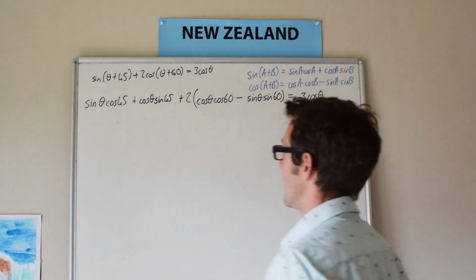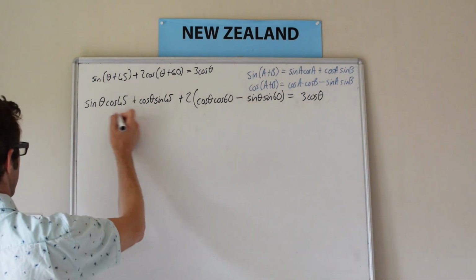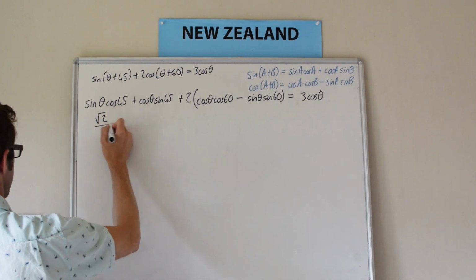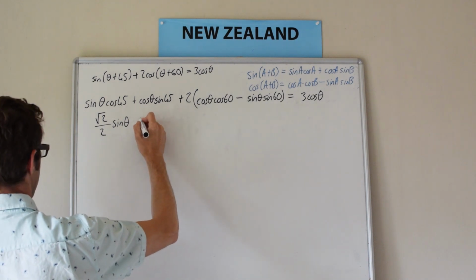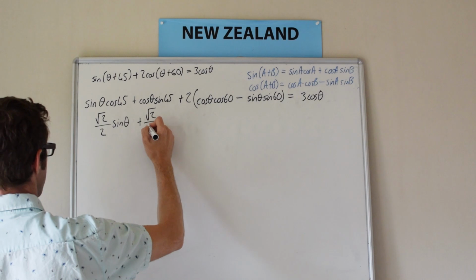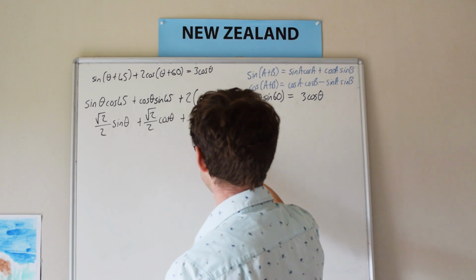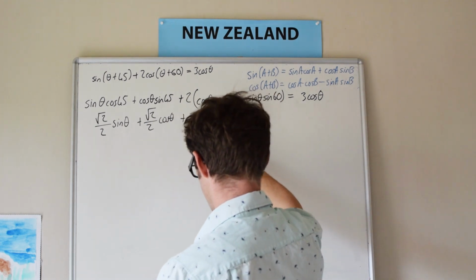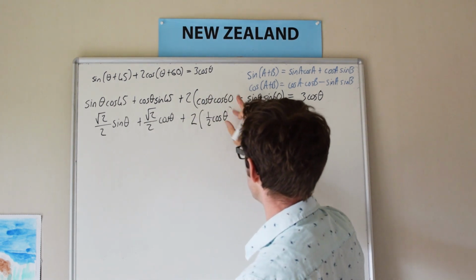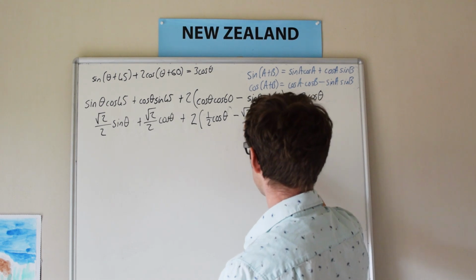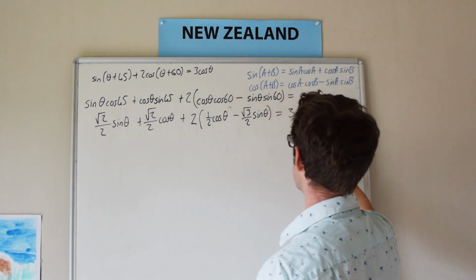Now, after I've done that, I want to simplify all of this. So you can check on your calculator. I'm going to simplify this to square root 2 over 2 sine theta, and I'm going to simplify this to square root 2 over 2 cosine theta, and I'm going to simplify this to 2 times, and then this one cosine, so this will be 1/2 cosine theta, don't get rid of the bracket yet, and this one will be minus square root 3 over 2 sine theta equals 3 cosine theta.